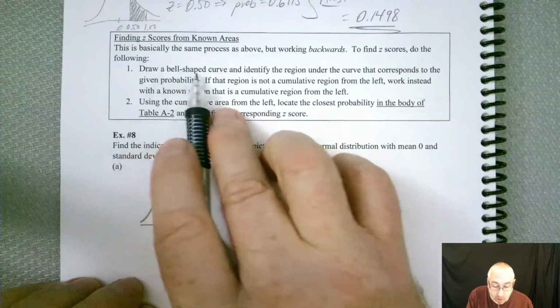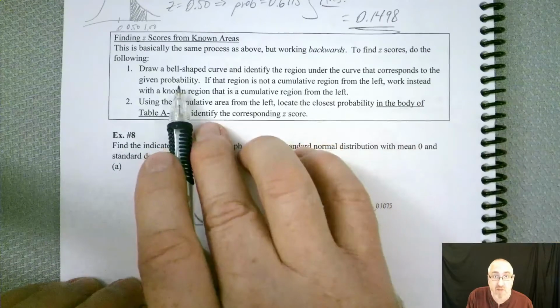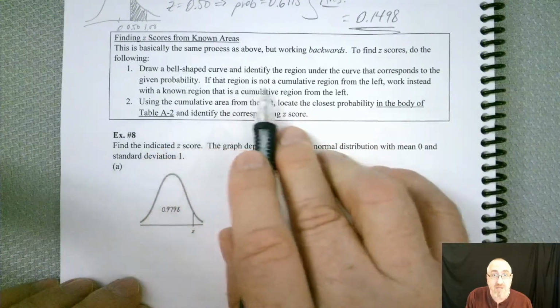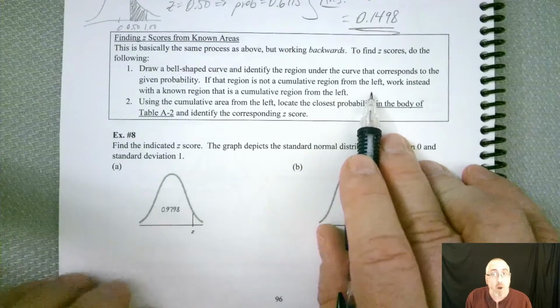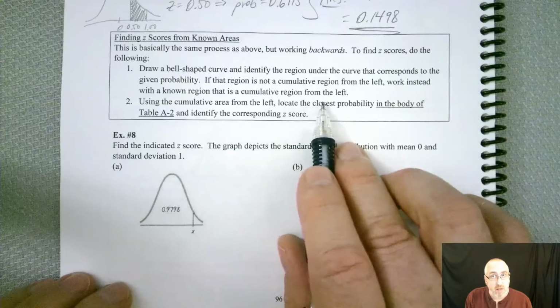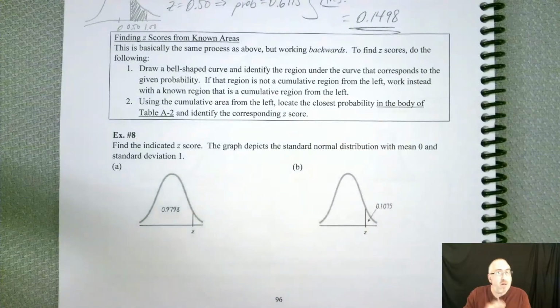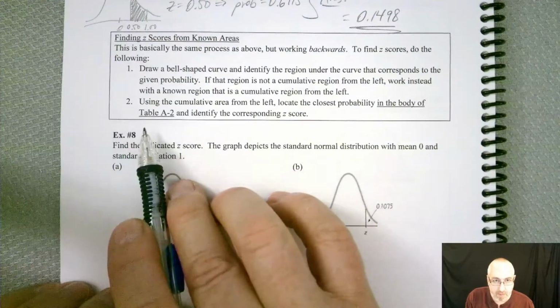So we still want to draw a bell-shaped curve and identify the region under the curve that corresponds to the given probability. If that region is not a region from the left, so if it's not shaded to the left, work instead with a region that is a region to the left. So if it's shaded to the right, basically look at it from a left-hand perspective. All right, we'll see what that looks like with some specific examples.